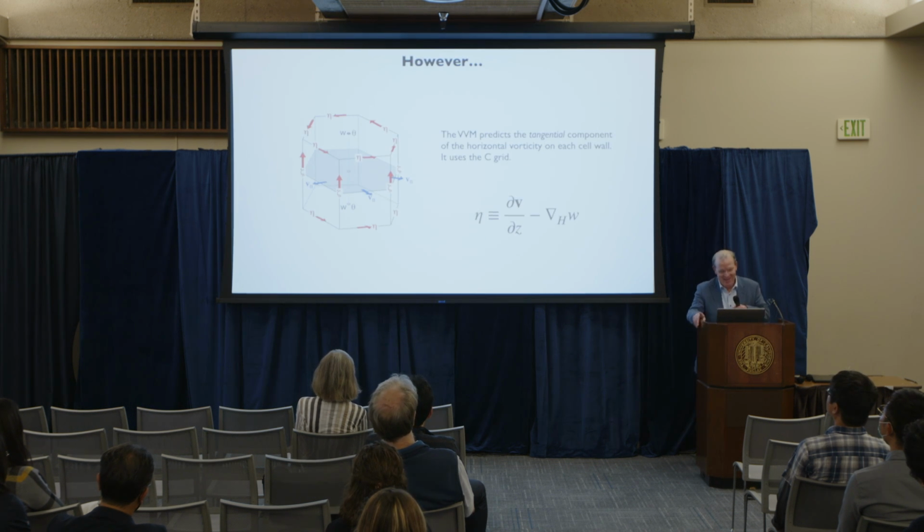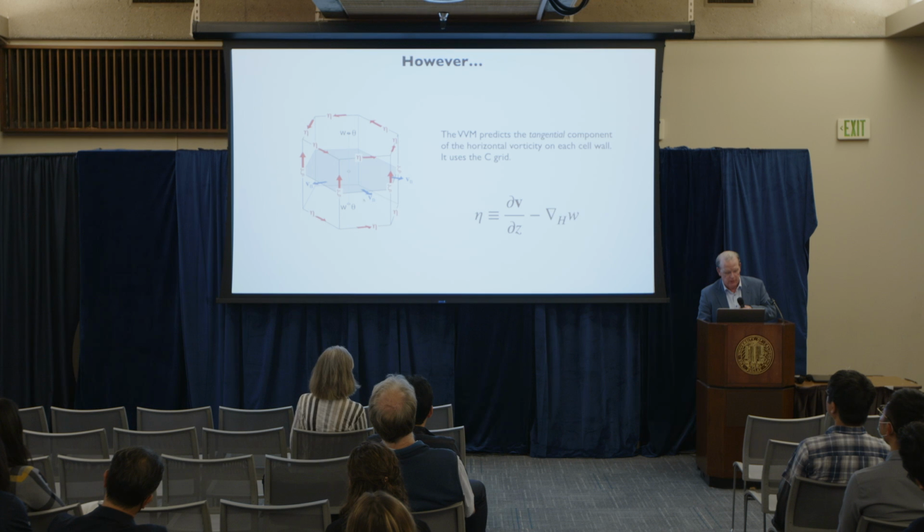However, the VVM predicts the tangential component of the horizontal vorticity on each cell wall. Now, I need to take a minute to explain this complicated looking diagram. This is one grid cell, and so this is a vertical side, right? And it's hexagonal, as you can see. So here's a normal component of the wind on this particular wall pointing out, the outward normal. Here's the one on that wall, and so on. So we're showing 3 of them, we're not showing all 6.